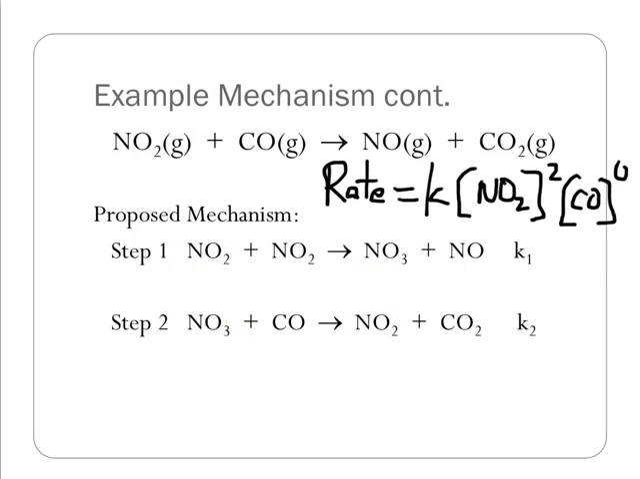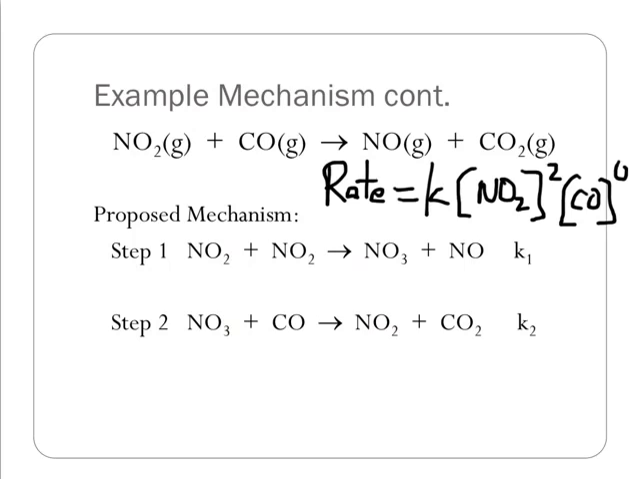Okay. So, in any series of elementary steps, we have what will be referred to as a rate determining step. Amongst all the elementary steps, one of them is going to be the bottleneck. One of them is going to slow down the whole works. This isn't always true, but it's typically true that one step will be the slowest.